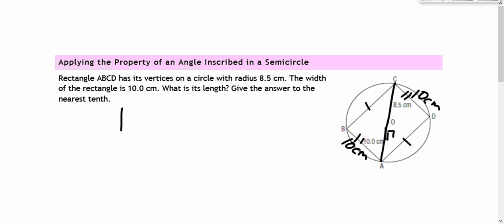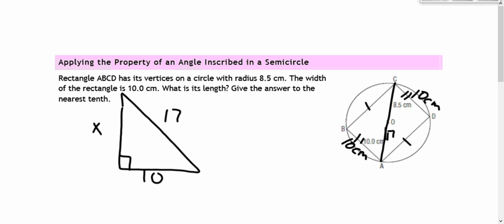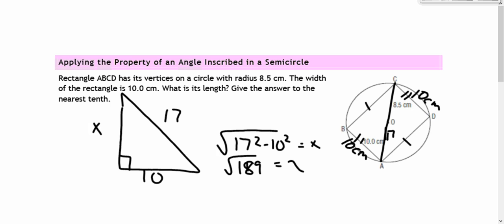So if we look, this just becomes a nice, easy Pythagorean theorem problem. So the square root of 17 squared minus 10 squared is equal to x. The square root of 189 is equal to x, and it says to the nearest tenth, so 13.7 centimeters equals x.